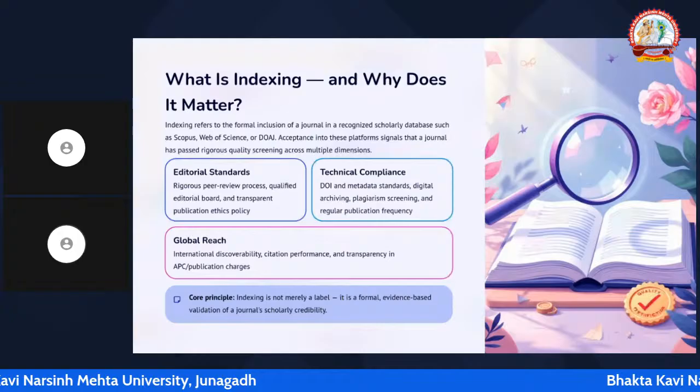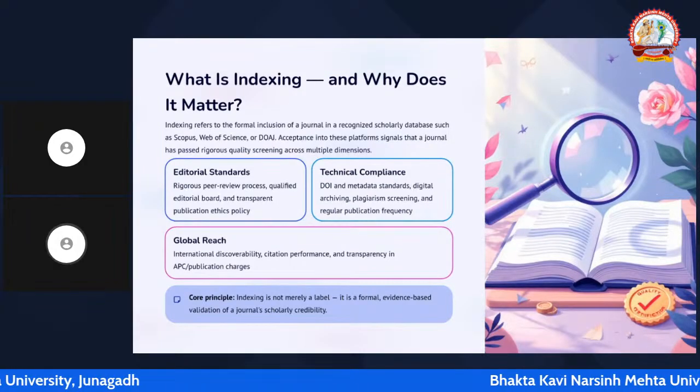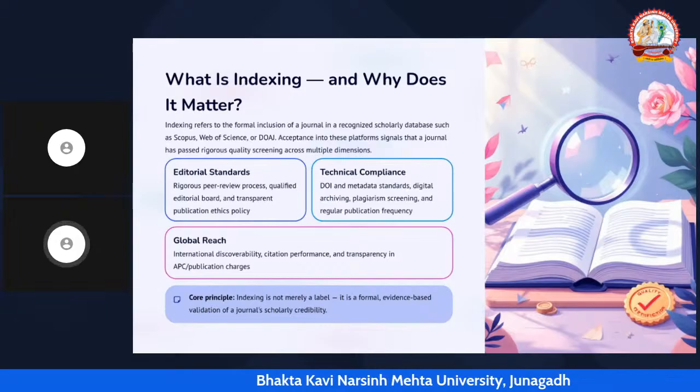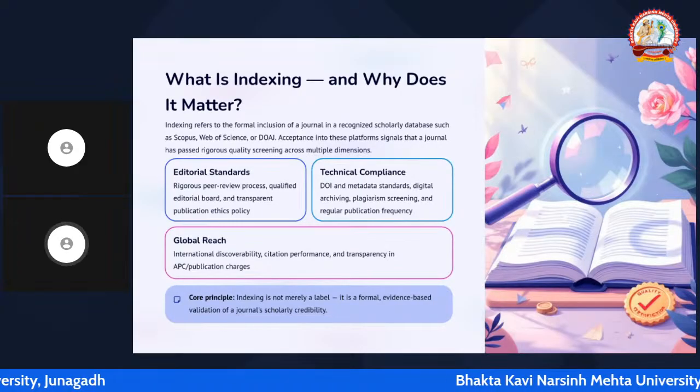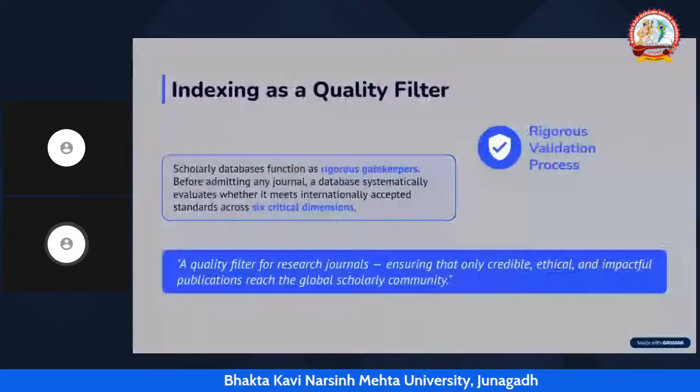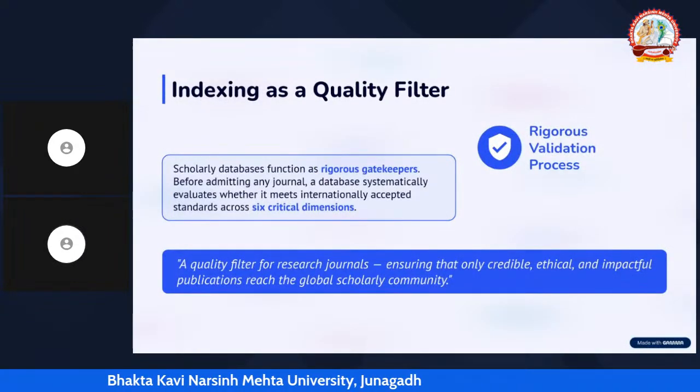Editorial board, that is a major segment while we are approaching for the journals. So for the editorial board, there are some standards they are following: technical compliances and global research. These three pillars are used for the indexing. What about the indexing?